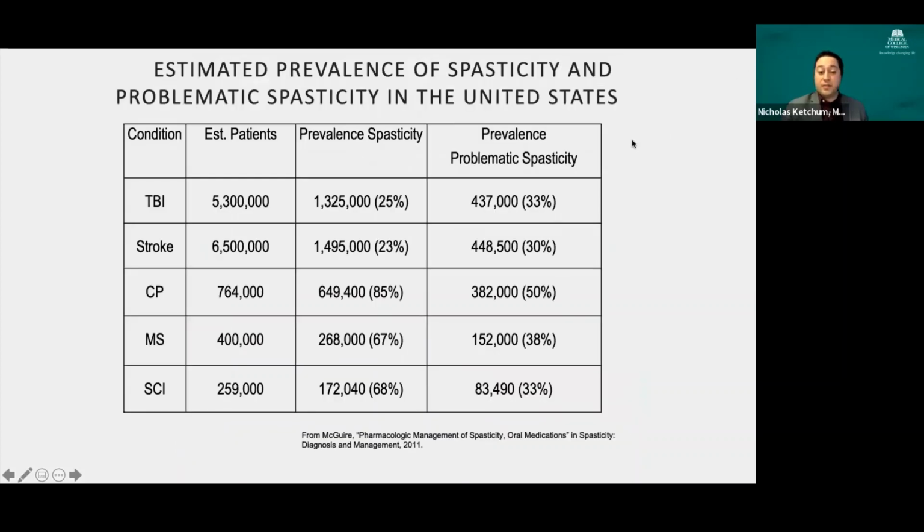And in the US, at least, this is what I have numbers for. How prevalent is spasticity? The take home from this slide is that oftentimes we see spasticity, depending on the nature of why they have spasticity, anywhere between 25 and even 85% of patients with a certain condition, with cerebral palsy being the highest prevalence. But then the question we have to ask ourselves is, well, how problematic is that spasticity? And usually about a third to half the time, that spasticity is problematic and interferes with the patient's function. And we'll talk about more of that in a little bit.